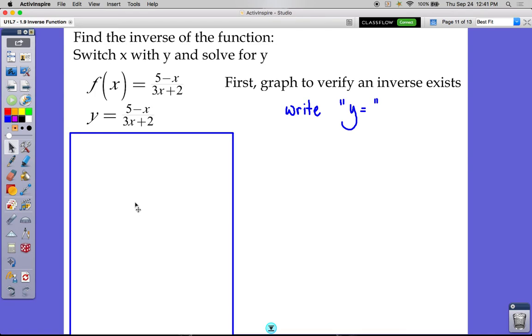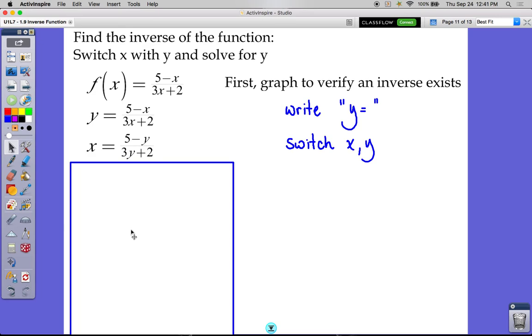Then, once I have y equals, I can now, as it says up there, switch x's and y's. Every time I see an x, there's a y. Every time I see a y, there's now an x. So that means x equals 5 minus y over 3y plus 2. That's kind of complicated because now I have way too much going on there. And I have y on top and bottom of a fraction. I gotta try to clean this up somehow.